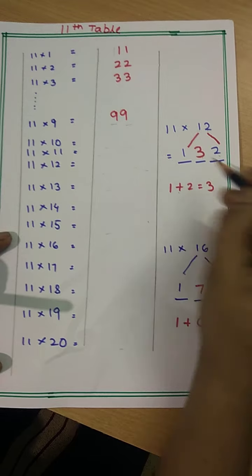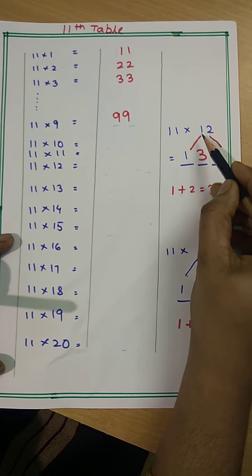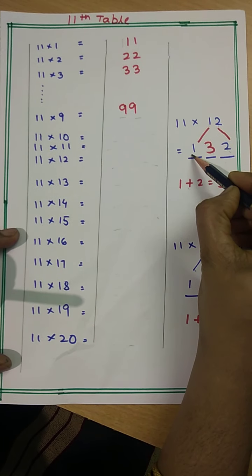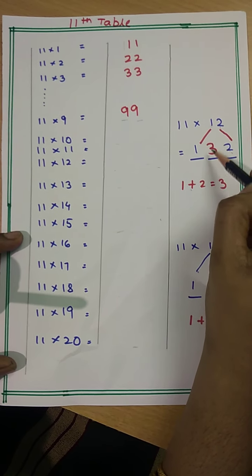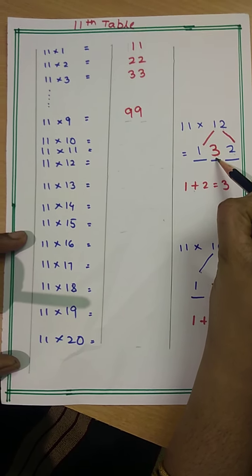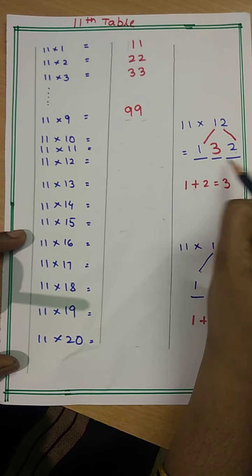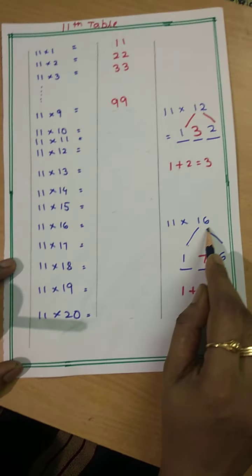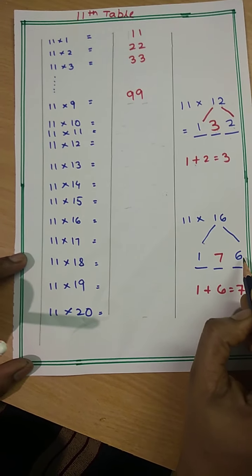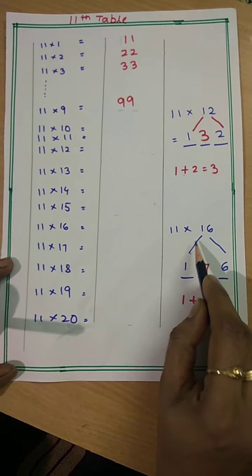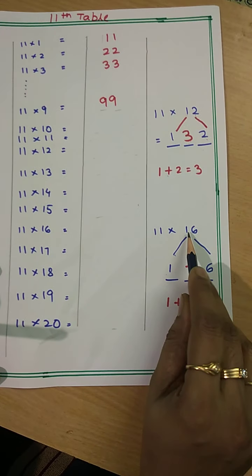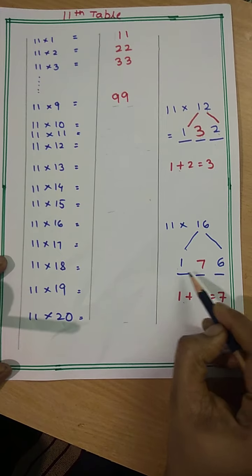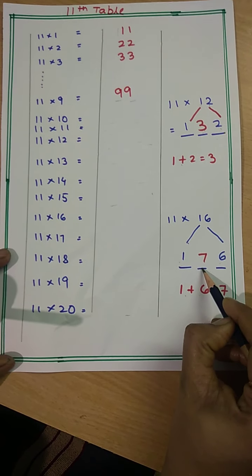I will repeat again. 11 into 12: write 2 in the ones place and 1 in the hundreds place. After that add 1 plus 2 and write it in between, in the tens place. So 11 into 12 is 132. I will tell you one more example. 11 into 16: write 6 in the ones place and 1 in the hundreds place. After that add 1 plus 6. 1 plus 6 is 7. So write 7 in between, in the tens place.